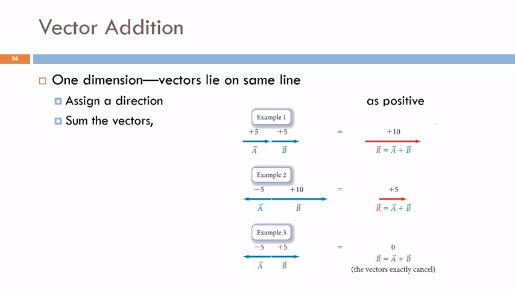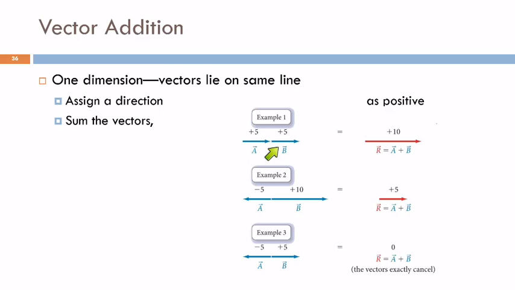Well, most of you probably don't remember how to add vectors. So we're going to go over vector addition. In one dimension, the vectors are on a line. So you can have the vectors going in the same direction, or in opposite directions. You could have both of them going to the left, both going to the right, or one going right, one going left. Those are the three possibilities.